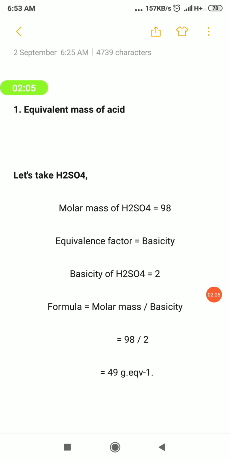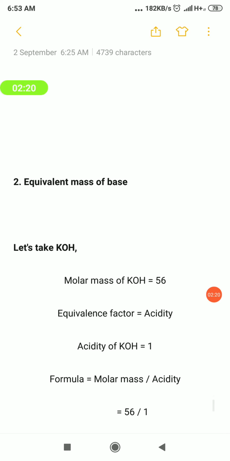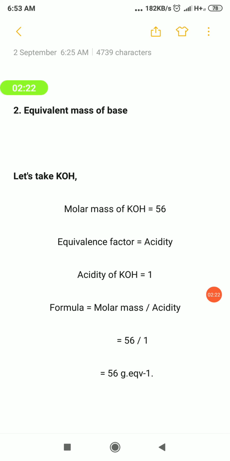That's all. So what can we conclude? 98 is the molar mass of sulfuric acid, whereas 49 is the equivalent mass of sulfuric acid. Is it clear, students? Then we can calculate the equivalent mass of the next component. Here we have taken a base.